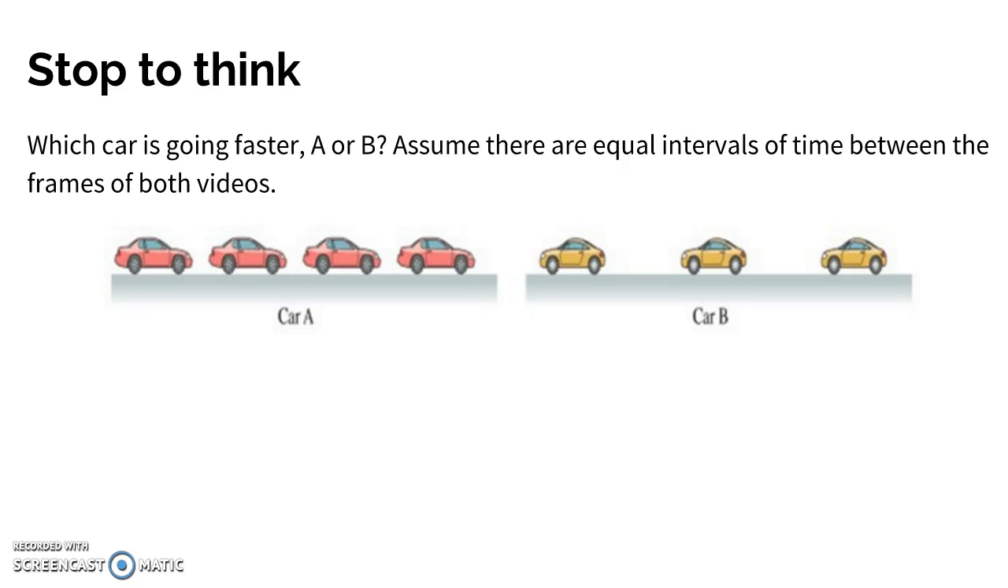All right, welcome back. Hopefully you paused the video. So we see here the car on the left, car A, has very small distance between each time interval, whereas car B has a larger distance between each time interval. So the time intervals are the same. The car that travels a further distance in that amount of time is going to be going faster. So car B is going faster. Hopefully you got that right. If not, rewind the video, take a look at the description of motion diagrams again, and hopefully you'll understand. If not, ask me in class.